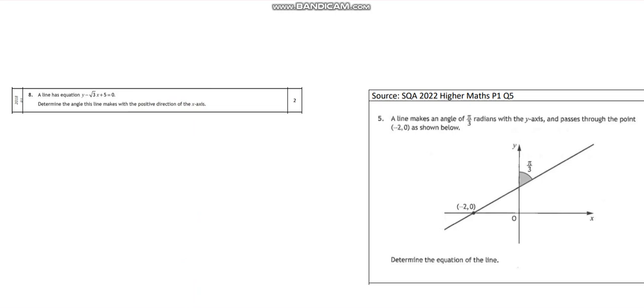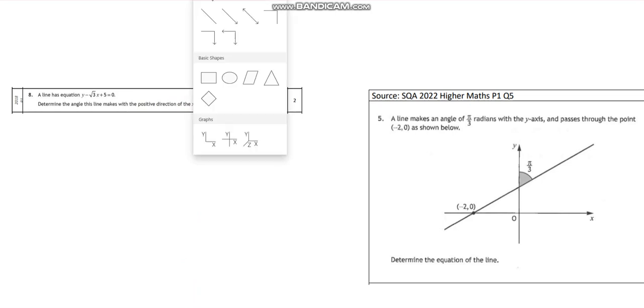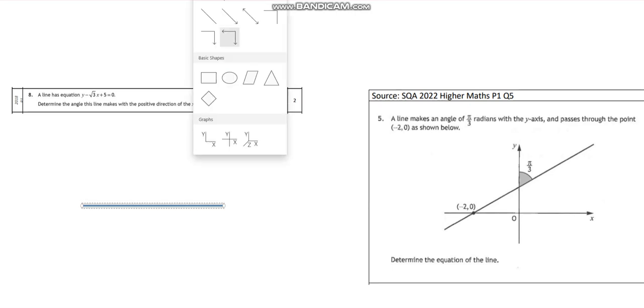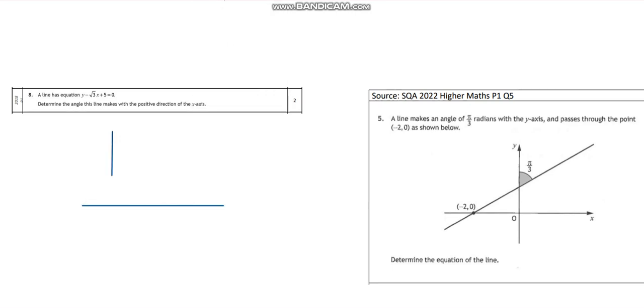The first thing you want to do is draw this out. Okay, so there's my x-axis. There's my y-axis. And let's just draw a line. I'm not sure just now, but I'll just draw a line, and I'll say this is my line here. If that's the line, then I am looking for this angle in here. That's the angle it's going to make with the positive direction of the x-axis.